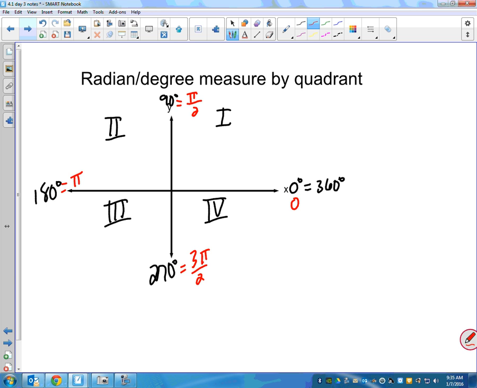And then from here, if we go back up, we get all the way around, right? Think about drawing a circle here. We get all the way back to the beginning, which is 2 pi.